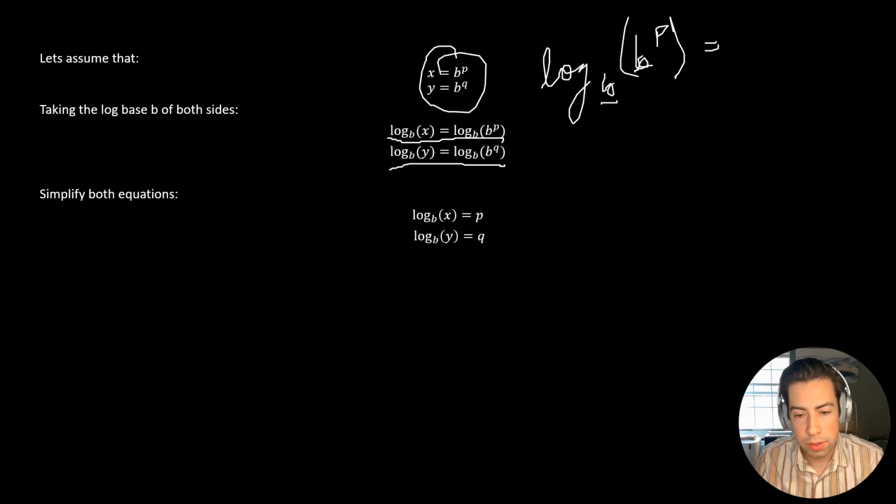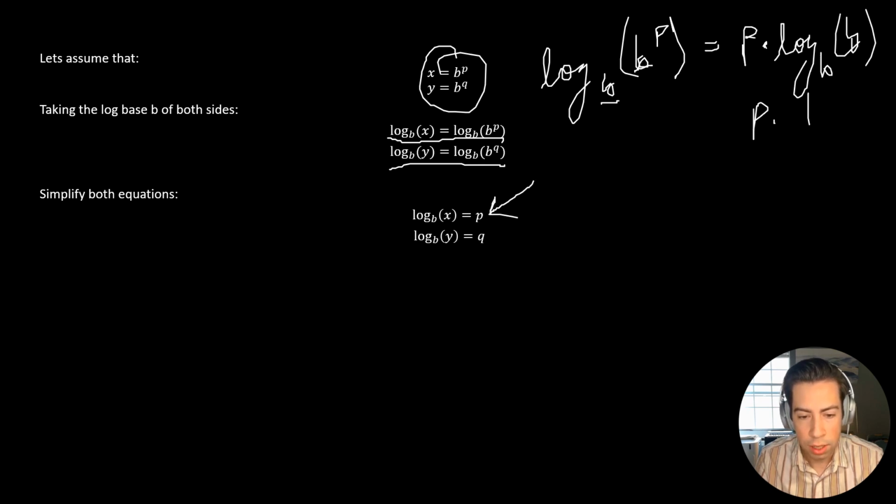So what I'm going to be left with is p, okay? Or even, it would be p multiplied by the logarithm of b to the b, and then we just get p times 1, so I'm left with p, okay? So hopefully that makes sense.